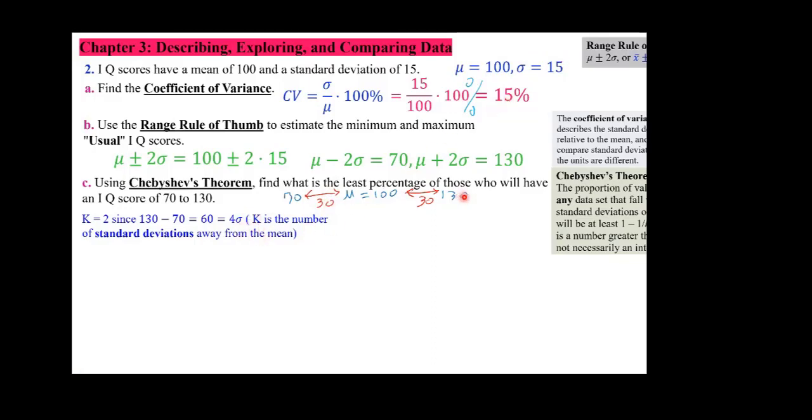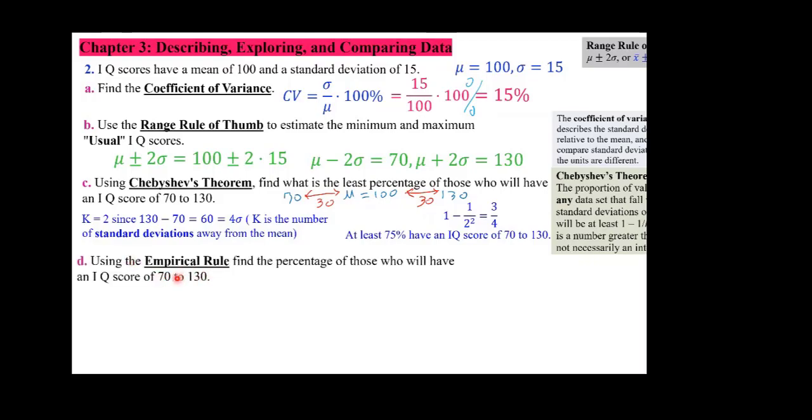That, or the highest number minus the lowest number, which is 60 divided by 15, represents 4 standard deviations. And because you want it on both sides, you have to divide by 2. That's why this is divided by 2. And so now we know k is 2 using this formula, 1 minus 1 over 2 squared, results in 1 minus 1/4 or 3/4, which is 75%, which means at least 75% have an IQ score of 70 to 130.